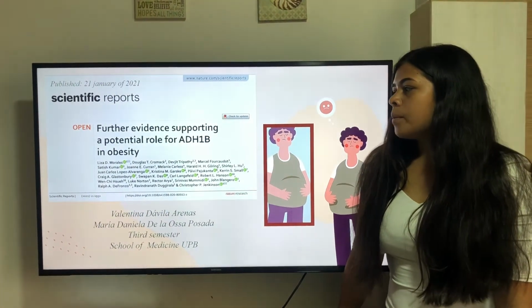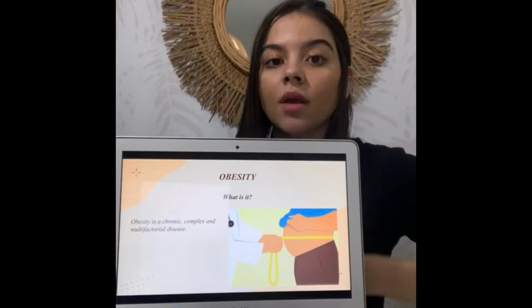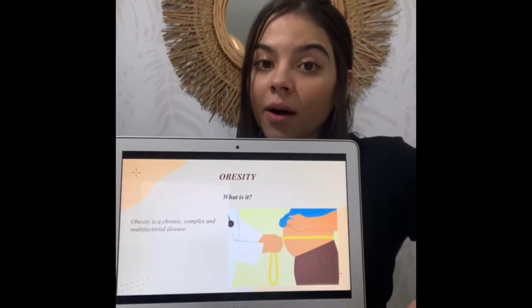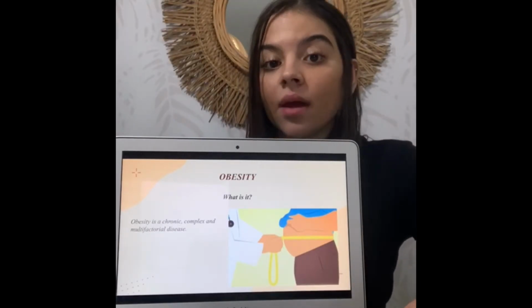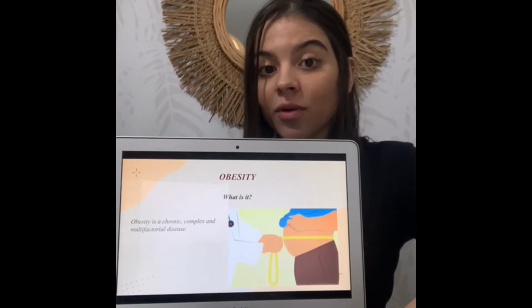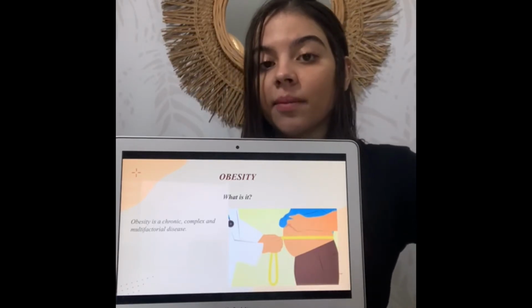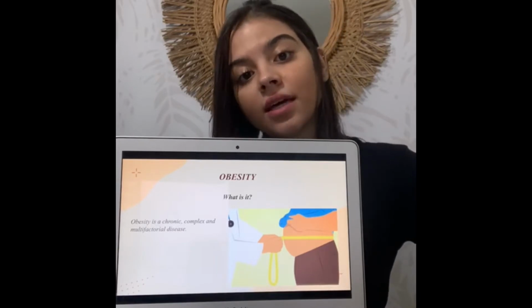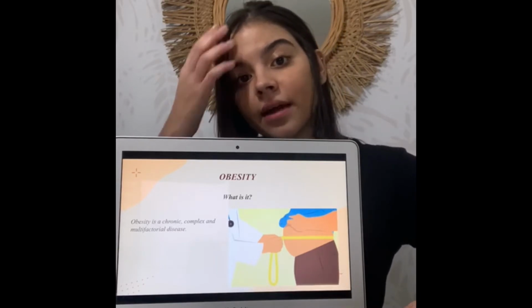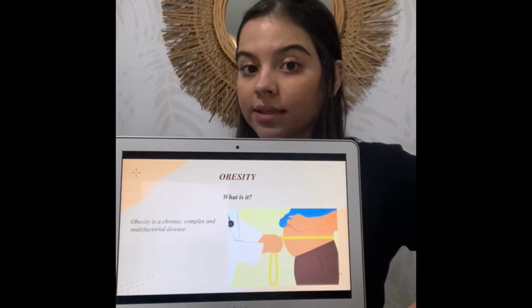For ADH1B in Obesity. So, obesity is a chronic, complex, and multifactorial disease which usually begins in childhood and adolescence, and which has its origin in a genetic and environmental interaction. It's a condition of excess body fat that occurs when a person's BMI is above 30.